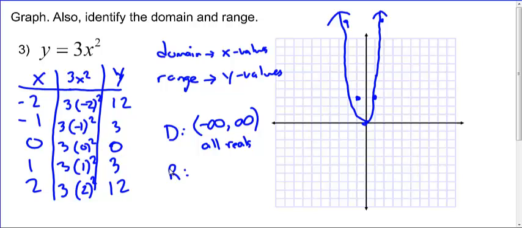The range, though, is limited. The smallest y value I have is that vertex right here. Okay, that's the vertex. It's also a minimum, which means the lowest y value that I have is 0. So I would just say y is greater than or equal to 0.